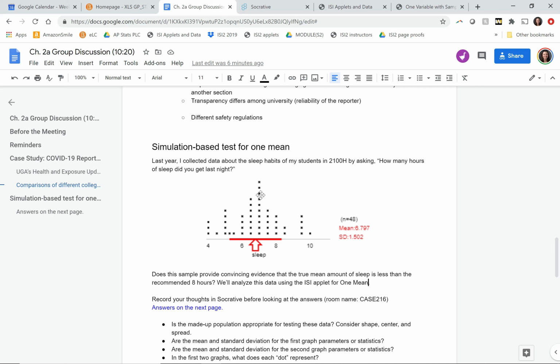So this may bring up questions of generalizability in your mind. It definitely should. Are these 48 students really representative of all 2100H students? Was the survey conducted appropriately? That kind of thing. And we're actually going to revisit this example later. So I'll have you give me your generalizability concerns in another assignment. You can hold on to them for now.